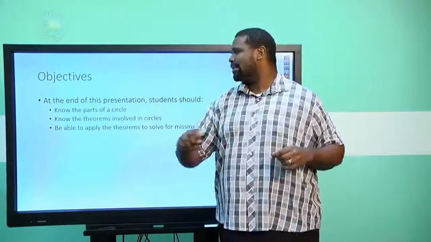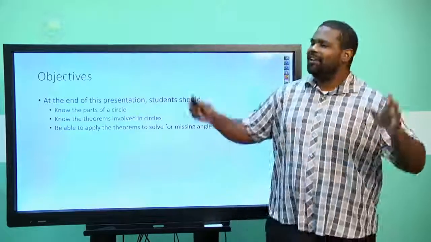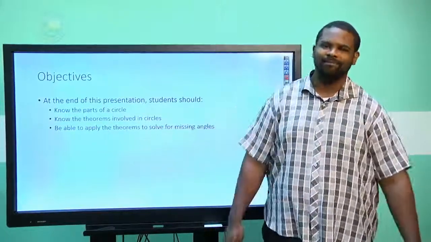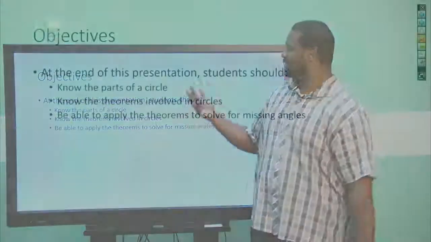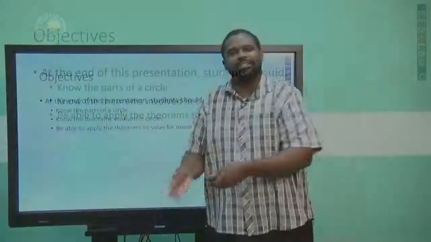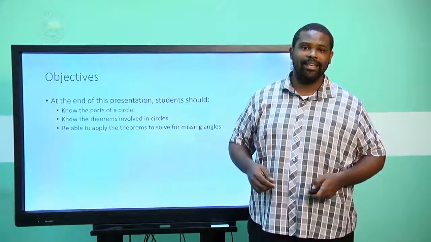So when it comes to circle geometry, there are some objectives that we must know and remember. The first thing about circle geometry that we must know is what is a circle. If you don't know what a circle is, then you can't do this topic. So we must know the circle and the various parts of the circle. We must know the theorems involved in this circle. And then we must also be able to apply these theorems to solving for missing angles as we go forward in this topic. You ready?